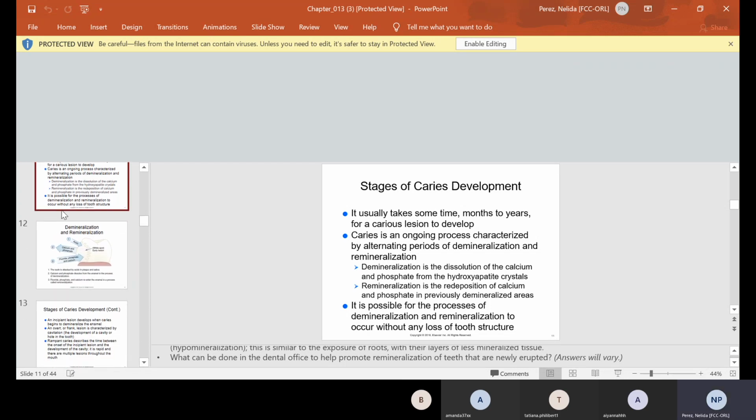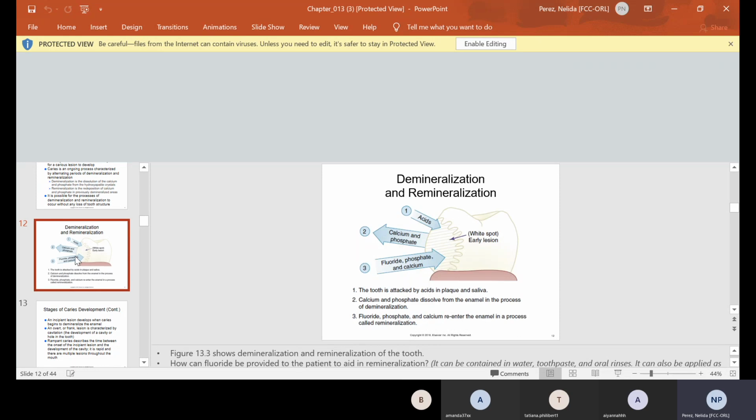Demineralization and remineralization. Here is a picture showing acids, the calcium and phosphate, the fluoride, phosphate, and calcium. And what you're going to see are these white spots, and those are early lesions. So coming back to number one, the tooth is attacked by acids in plaque and saliva. Two, calcium and phosphate dissolve from the enamel in the process of demineralization. And three, fluoride, phosphate, and calcium re-enter the enamel in a process called remineralization.